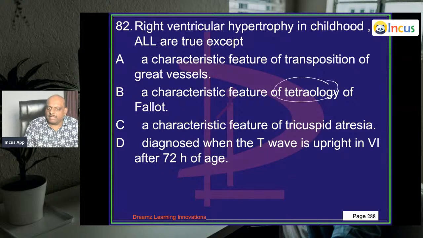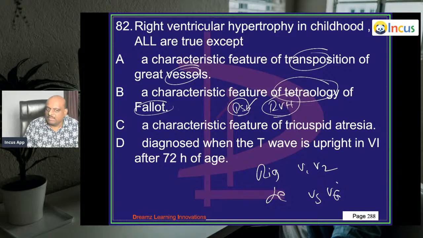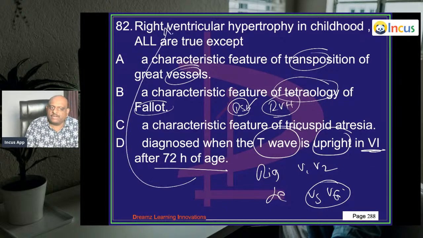In tetralogy of Fallot, there is a pulmonic stenosis leading to right ventricular hypertrophy. Agreed. In transposition of the great vessels, there is right ventricular hypertrophy. So the right-sided leads, what are they? V1, V2. Left-sided? V5, V6. Whenever the T wave is upright in V1 after 72 hours of age, that is how you recognize right ventricular hypertrophy.